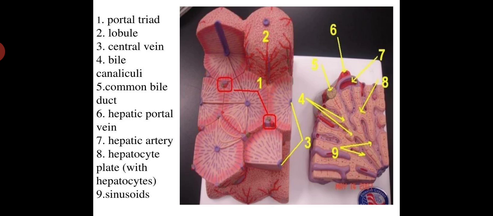So here is another diagrammatic view of this liver lobule. It will have components like the portal triad, labels number 1 and 2, the lobule, that is each liver lobule, and 3 the central vein, 4th the bile canaliculi, and the 5th the common bile duct, 6th the hepatic portal vein, 7th the hepatic artery, 8th the hepatocyte plate or hepatic cord, and 9th the sinusoids, that is the space between the two successive hepatic plates or cords.